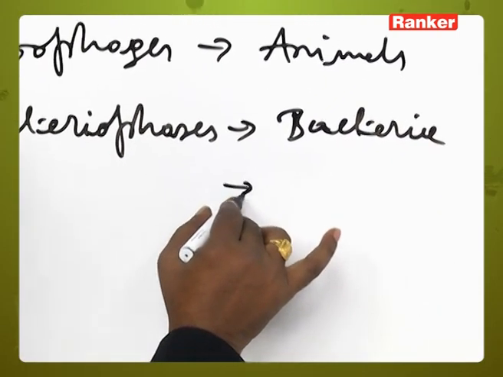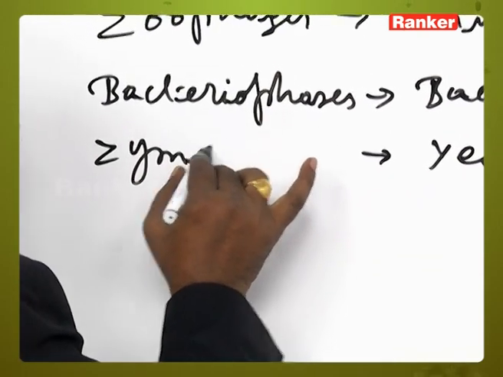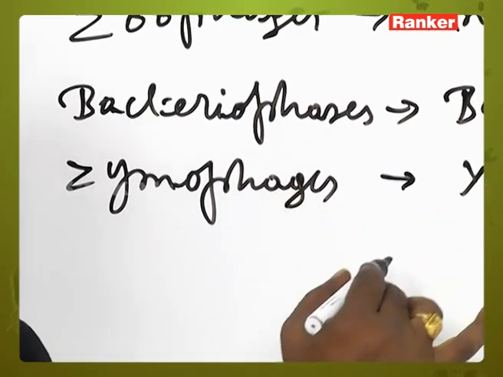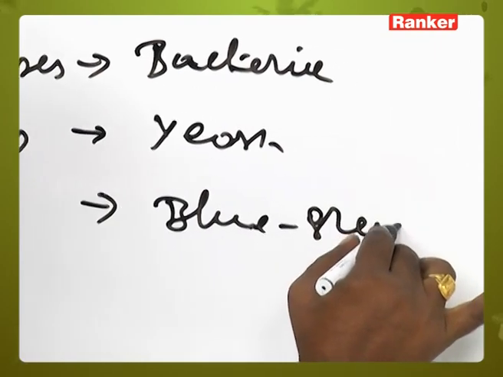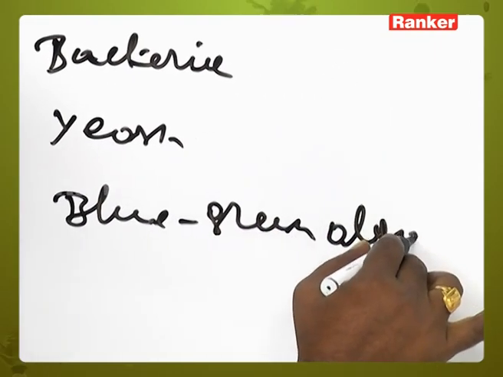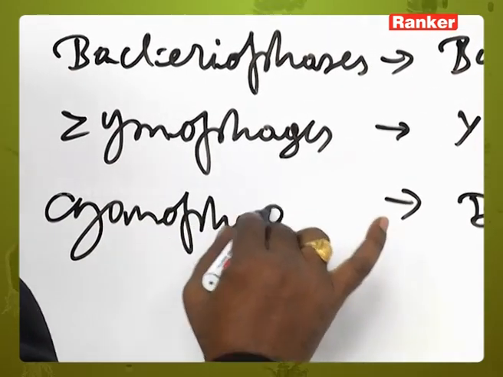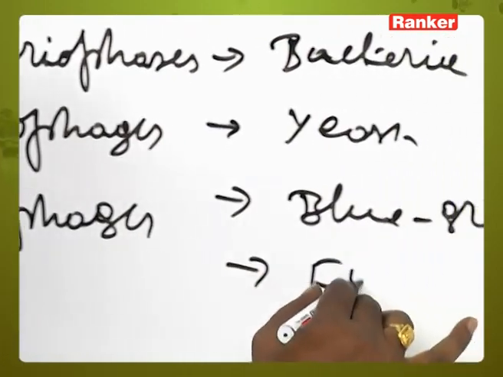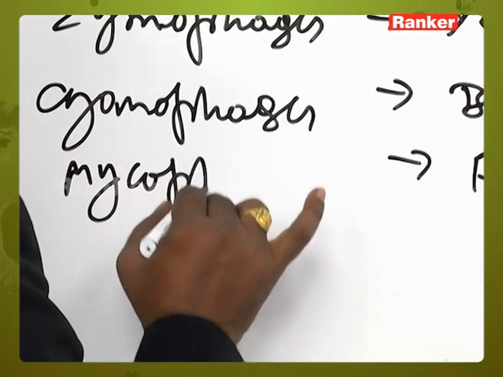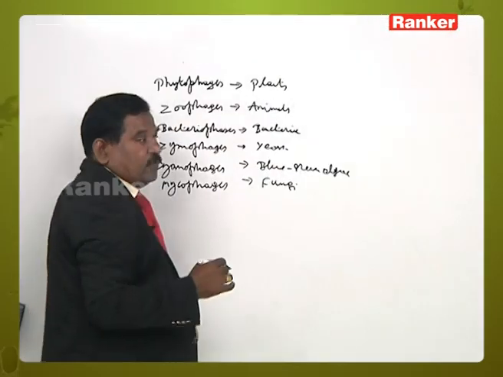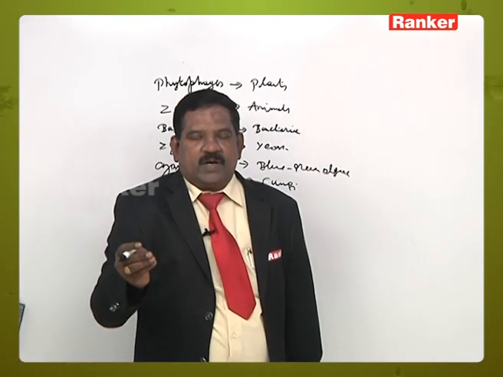If they attack yeast, they are called zymophages. If they attack blue-green algae, cyanophages. If they attack fungi, mycophages. These are the various types of virus based on the type of host.